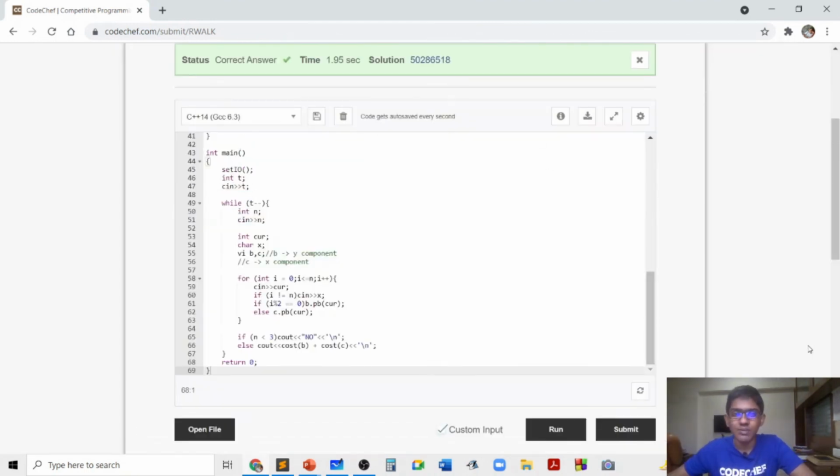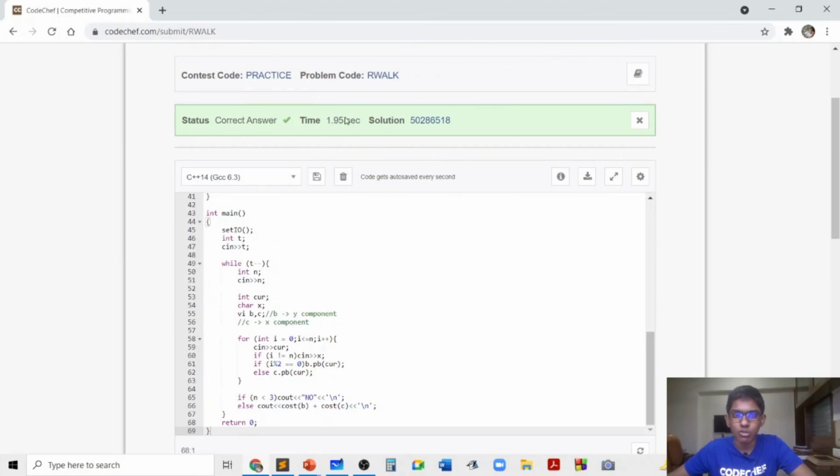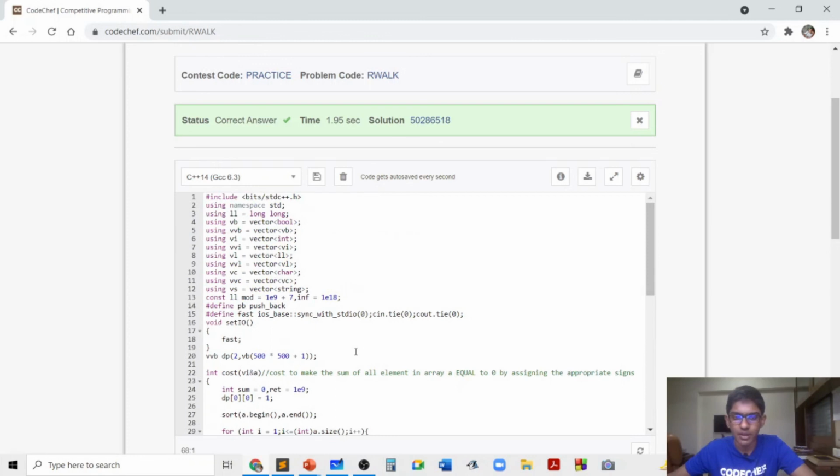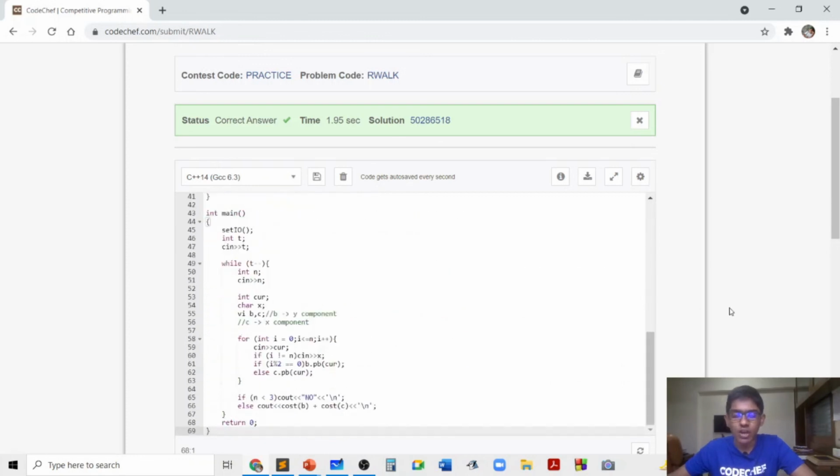As you could see, my code got accepted and it took a lot of time. So this problem was very strict in the time limit. But anyways, I hope you understood my solution and you liked the problem and my solution for this problem.